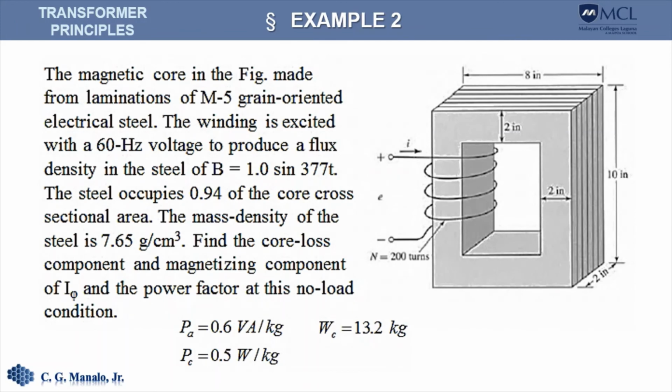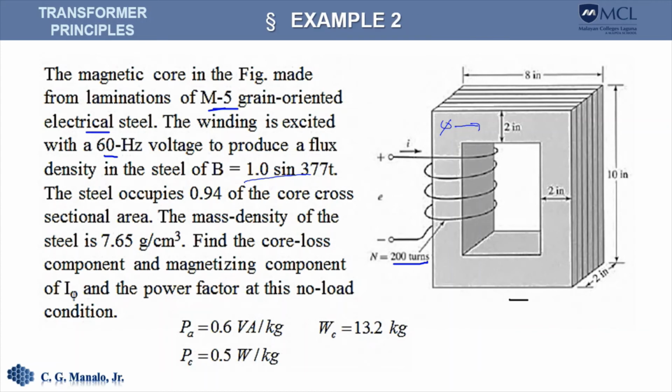Let's have an example to illustrate some of the concepts that we have discussed. So here we have a transformer with a primary winding made up of 200 turns. This winding is wound to an M5 grain oriented electrical steel. The winding is connected to a 60 Hz voltage source, producing a flux inside the core with a flux density equal to this.